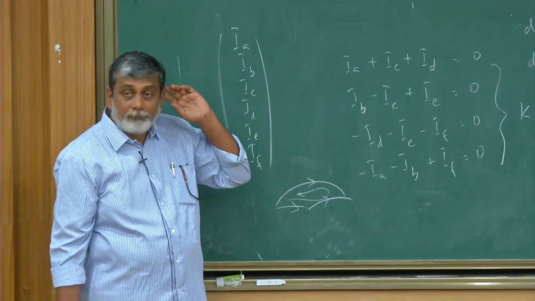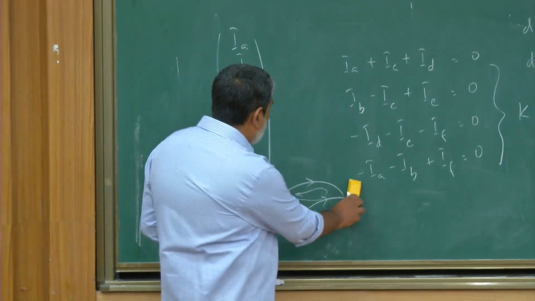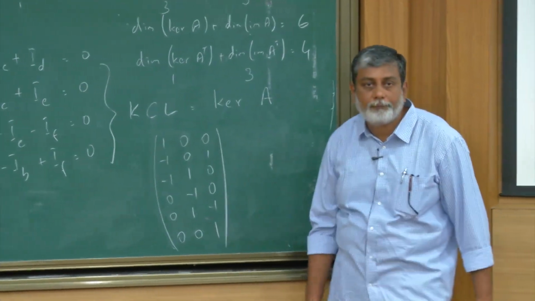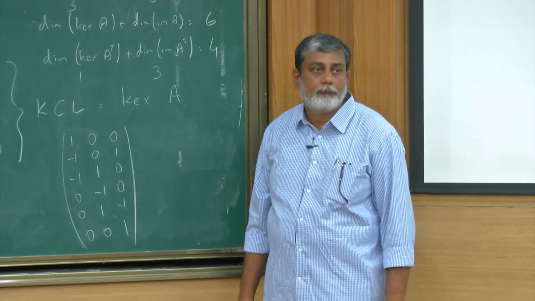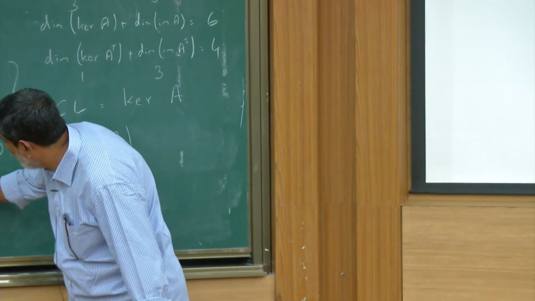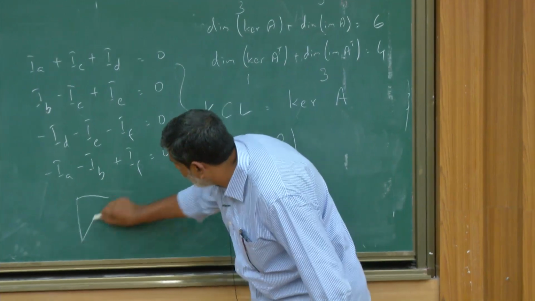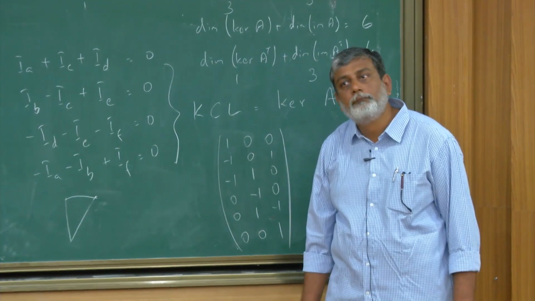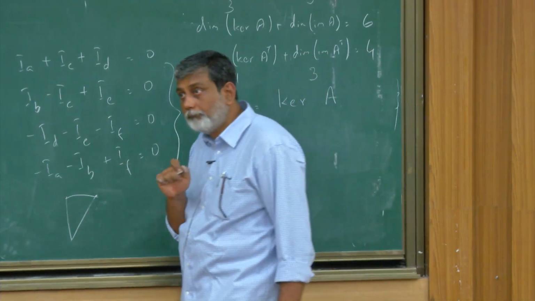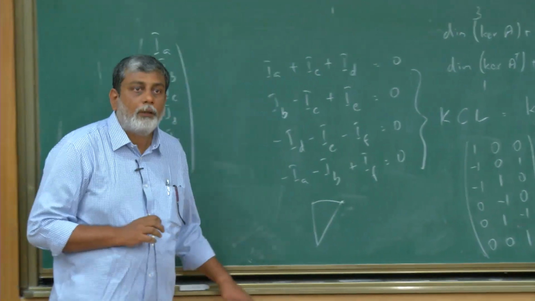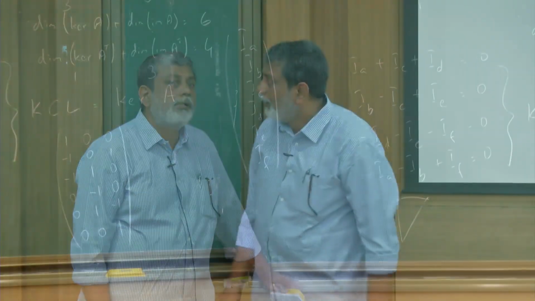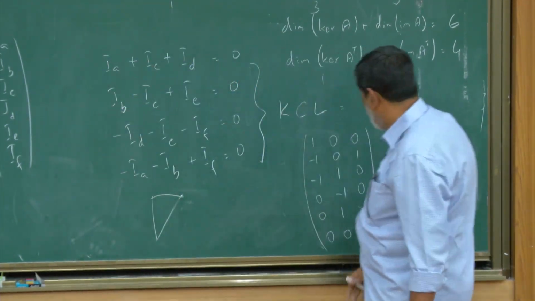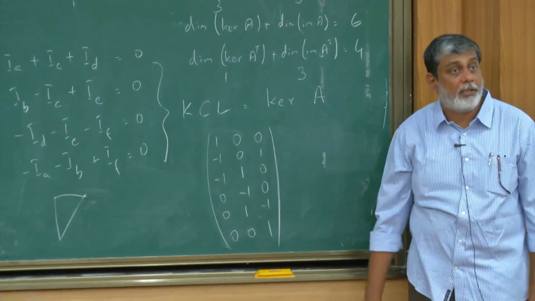And the third one? The third one is the loop involving B, E and F. So B is that way, E is that way, and F is that way. It's this loop. So, kernel representation using that A, image representation using this matrix B.